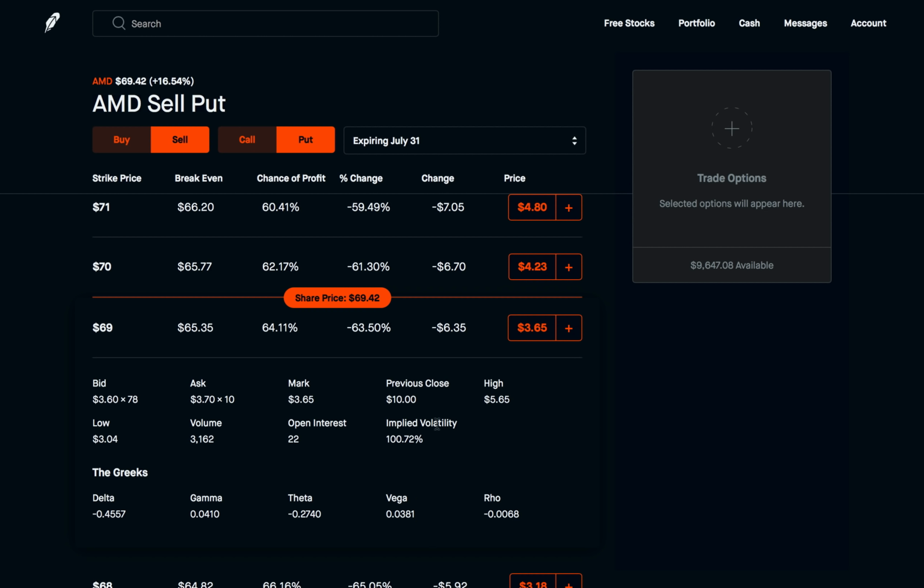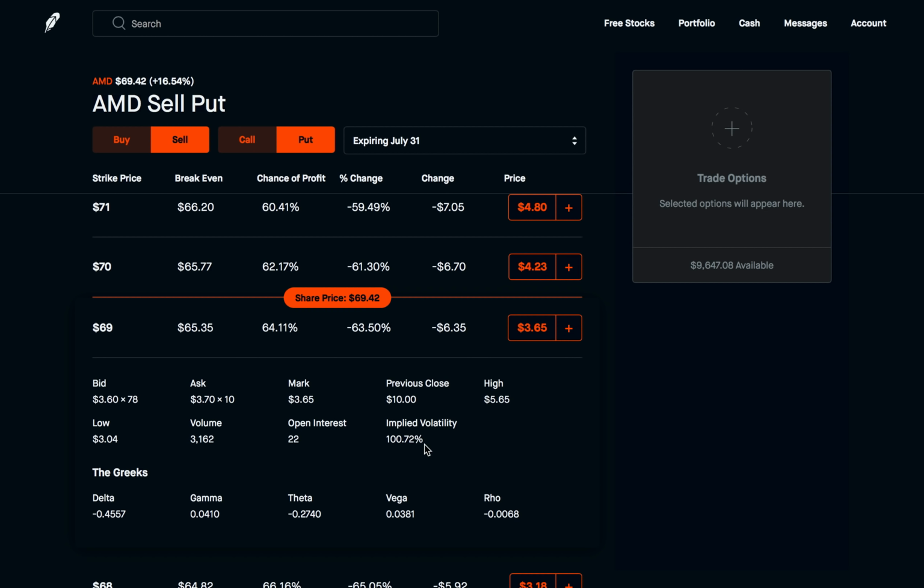Implied volatility, as you can see, is a percentage. This is going to tell you how likely it is that this stock is going to have a price swing. Unfortunately, it doesn't tell you if it's going to go up or down. It can be very high up, very high down, or both up and down. But generally speaking, the higher it is, the bigger the price swing is going to be. As you can see, this is 100%, which is pretty high.